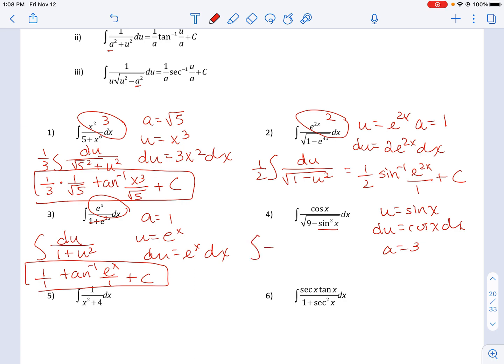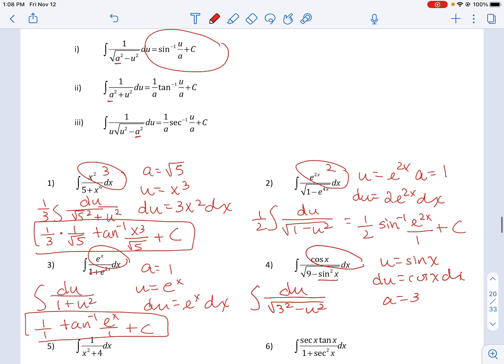So again, let's do the rewrite. So this is really 3 squared minus u squared. I have everything for du. So this is going to fall into my arc sine. So it's going to be arc sine of u over a plus c.